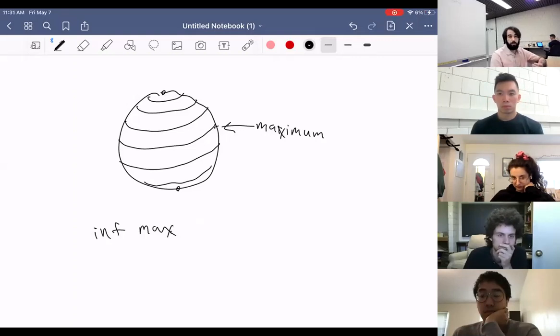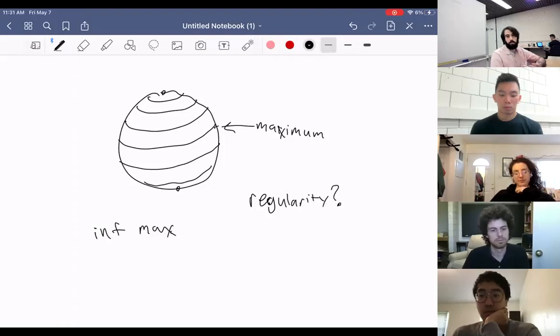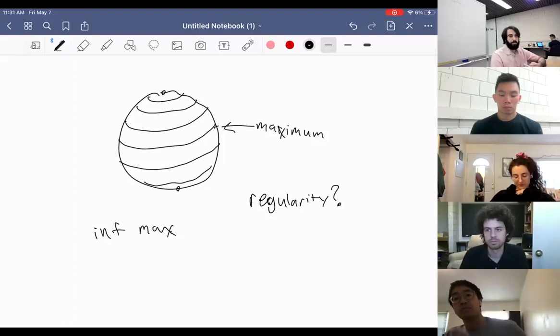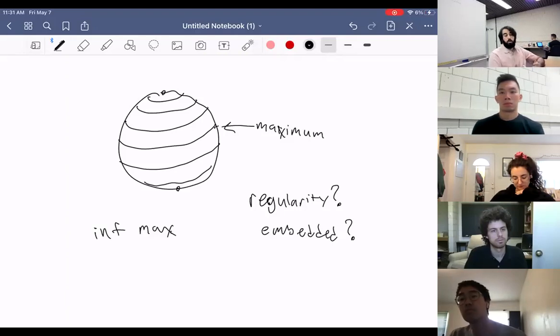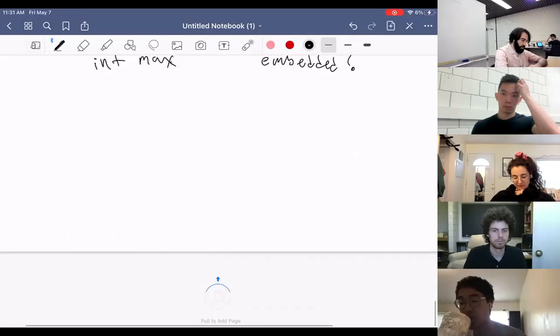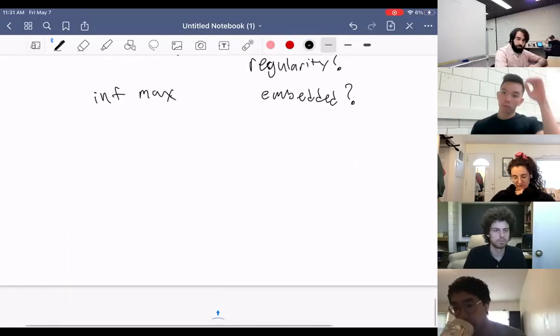One, you have to deal with regularity. And two, the surfaces that you get in the end are usually not embedded. They're usually immersed. The way that we're going to be dealing with this is to use symmetry because we have the round 3-sphere, so that's a lot easier.